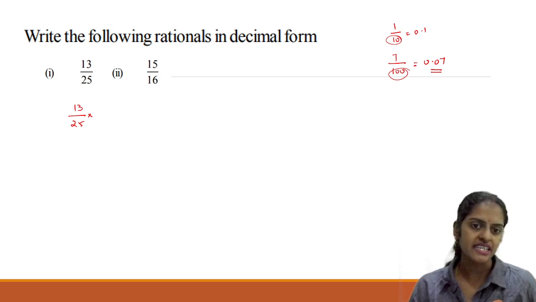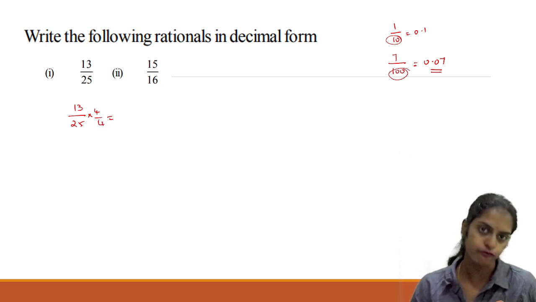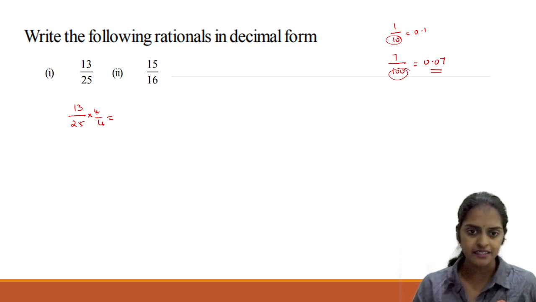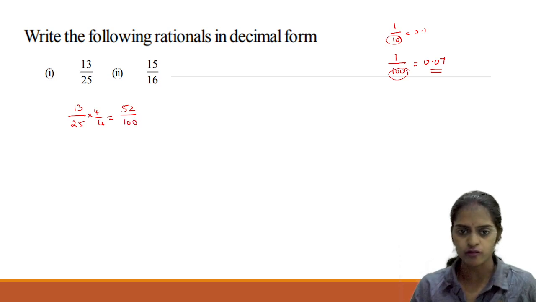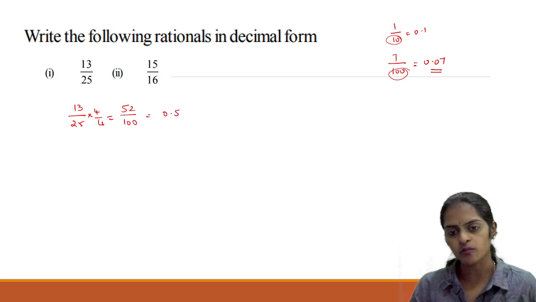So I have 25 here in the denominator, and I know 25 fours are 100. So I am multiplying and dividing by 4. Is this clear till here? So this gives me 13 fours are 52 by 25 fours are 100. So simply I can write 0.52.